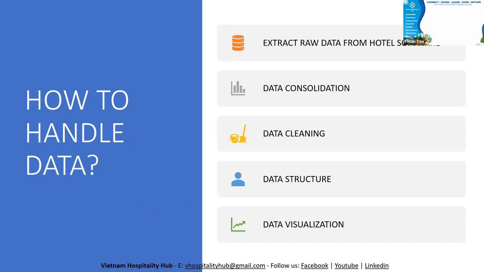Then we need to extract the raw data. That means from the report on the PMS, and then we can extract it and put it in an Excel file. We do the data consolidation. After you consolidate all the data in the Excel file, you need to do the step of cleaning the data. You make the data clean.